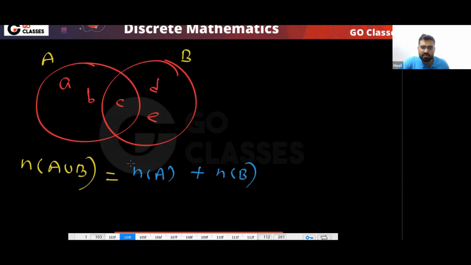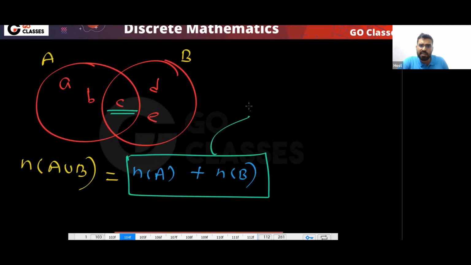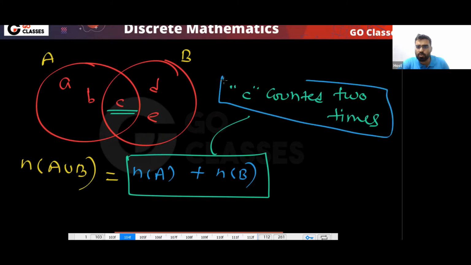But if I do this, then this C I have counted 2 times. C counted 2 times, yes or no? How many times should I count C? I have counted C 2 times, which means this is over counting. I should count C only 1 time.